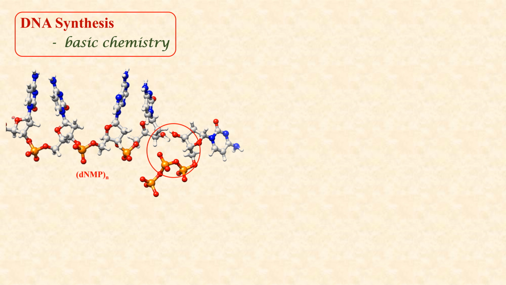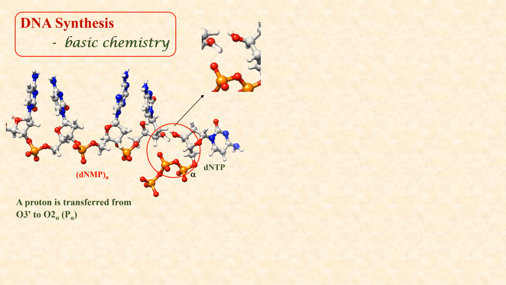Let us look at the basic chemistry of DNA synthesis. We have here the growing portion of a polynucleotide chain, the 3' hydroxyl, and a deoxynucleoside triphosphate, that is a dNTP. Now, a proton is transferred from the 3' oxygen to an oxygen of the alpha phosphate. The transfer is shown here. The activated 3' oxygen is now competent for nucleophilic attack on the alpha phosphate of the dNTP.